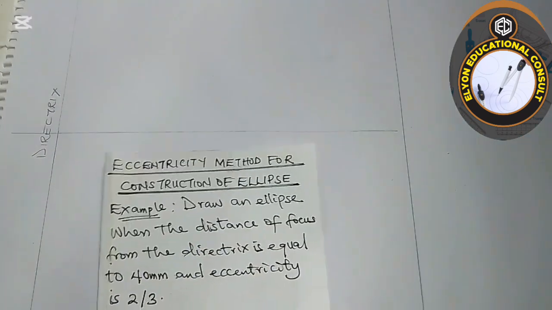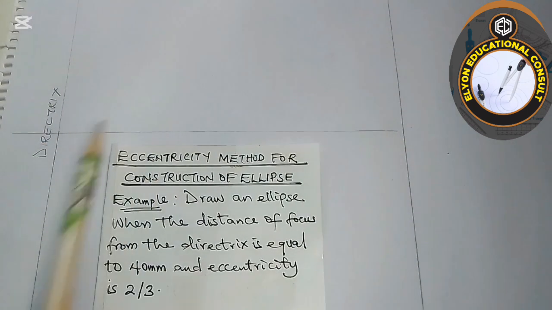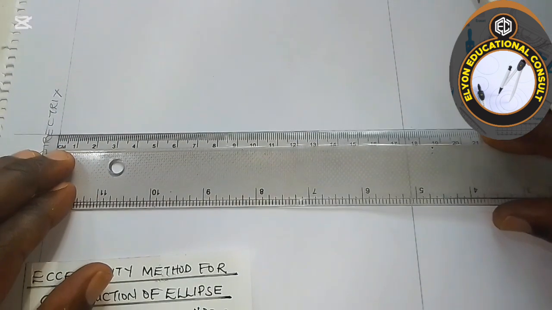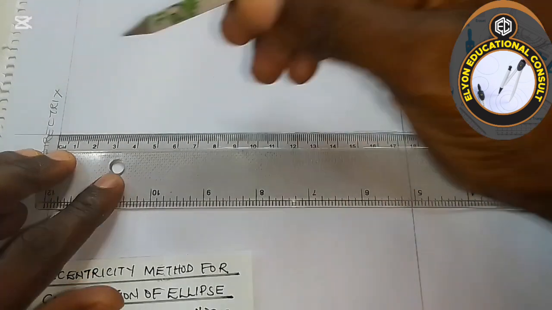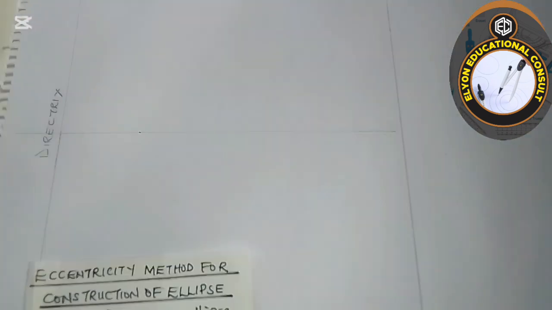This is the directrix, and we are told the distance from the directrix to the focus, so we are going to be getting the focus. The distance from the directrix to the focus, we are told, is 40. So I'll measure 40, which is 4 centimeters. So this will give me that.